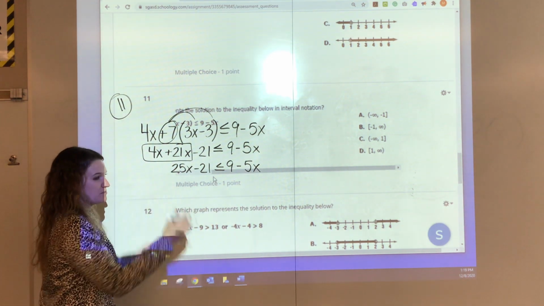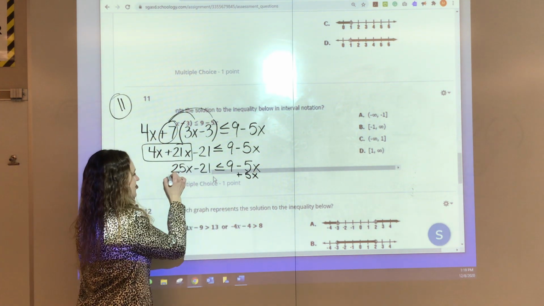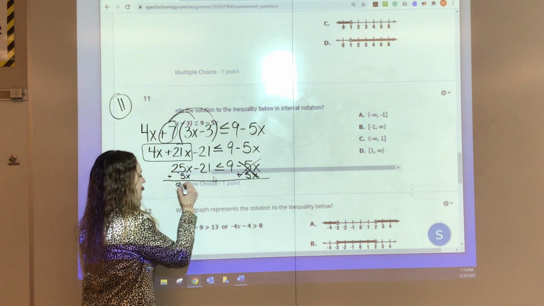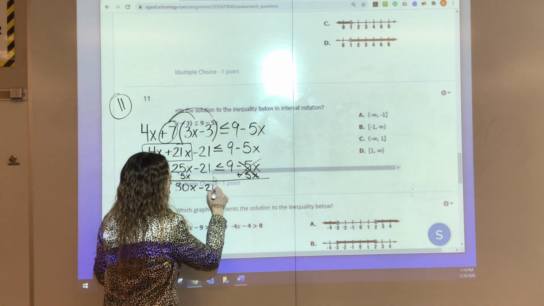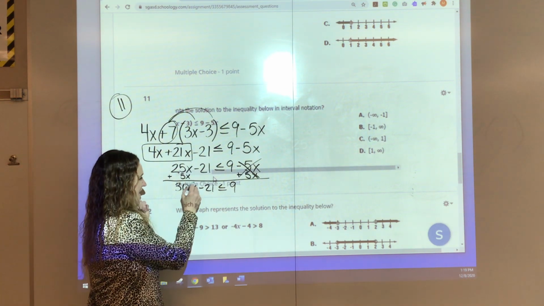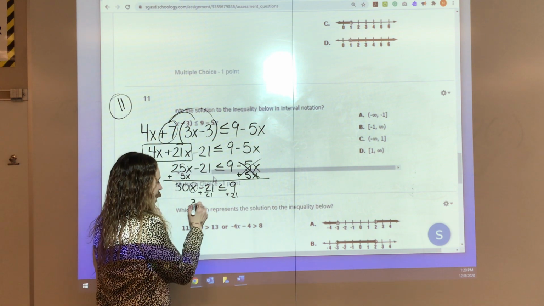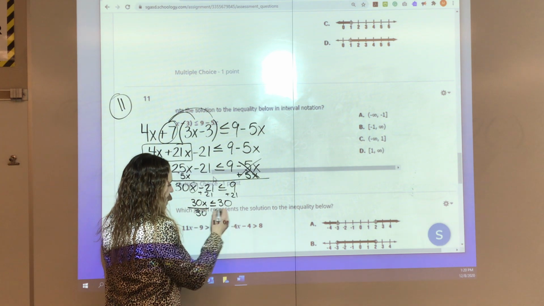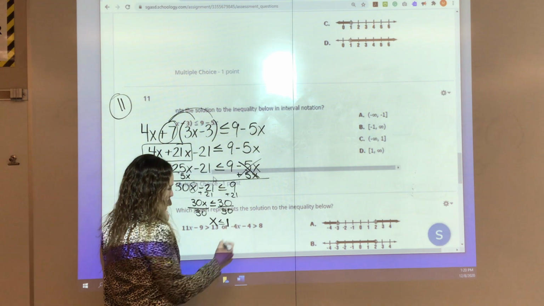Next, I want to get my variables to the left of my inequality symbol. So I'm going to add 5x. And this goes away. I have 30x minus 21 is less than or equal to 9. Still trying to get this x by itself. I'm going to add 21. Giving me 30x is less than or equal to 30. And when I divide by 30, I know that any number divided by itself is 1. So x is less than or equal to 1.